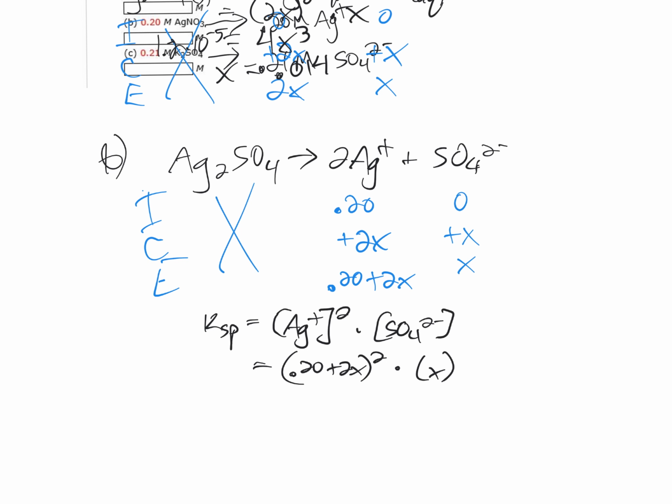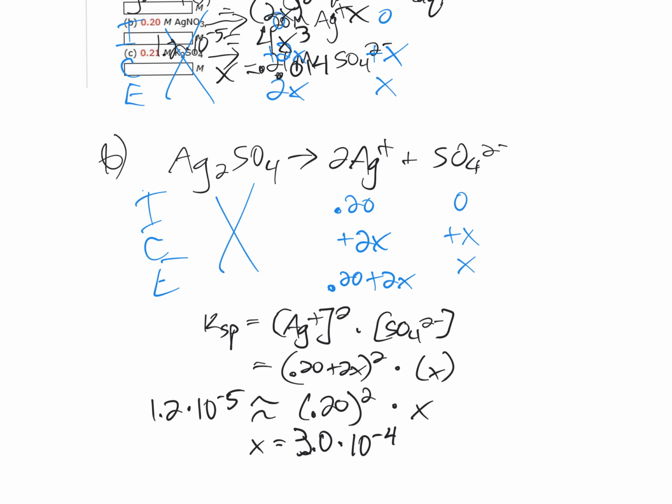Now, can we make the mathematical assumption? Absolutely. It would be wise to do so. The value of 0.2 plus 2x is roughly 0.2. And then we can just carry on our calculation as before. The value of KSP they gave us, 1.2 times 10 to the negative fifth, and here we're just solving for x. Go ahead and pull out your calculator, and this one works out to be 3 times 10 to the negative fourth.